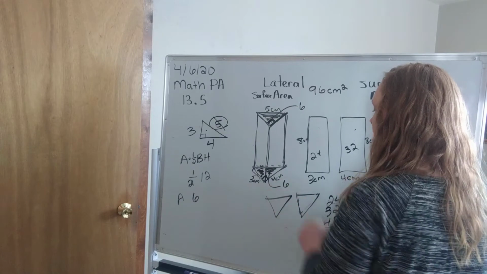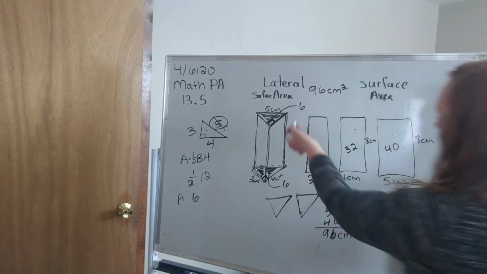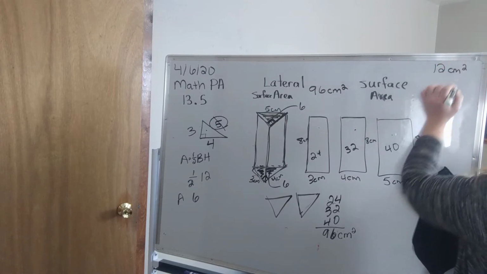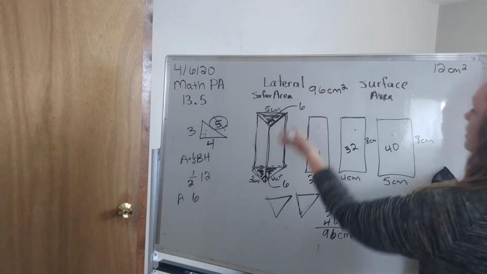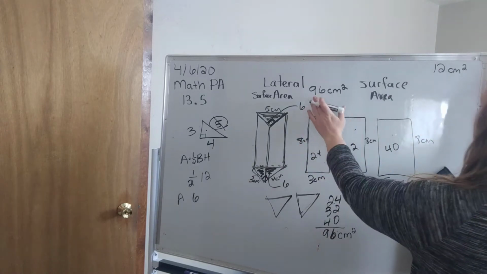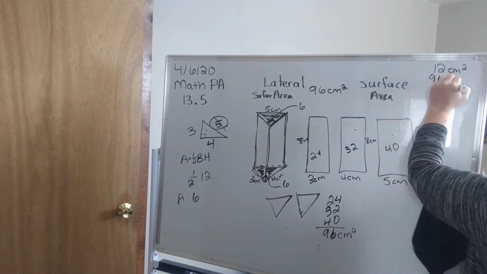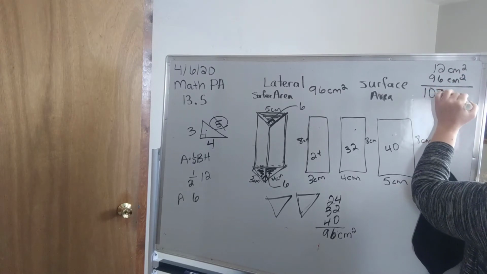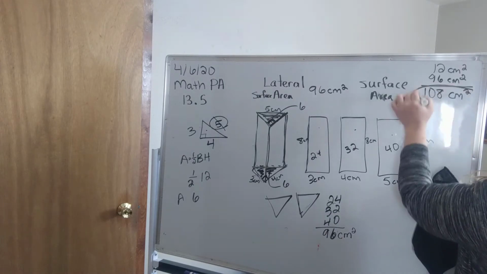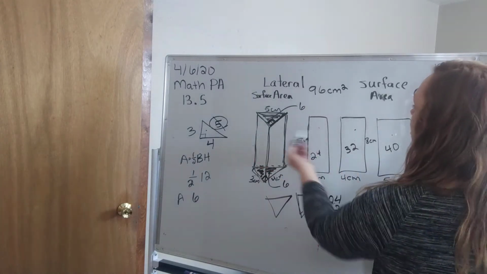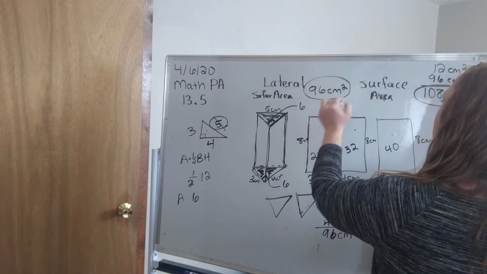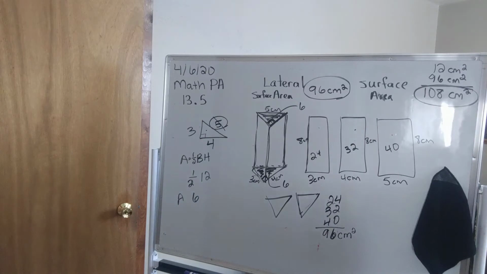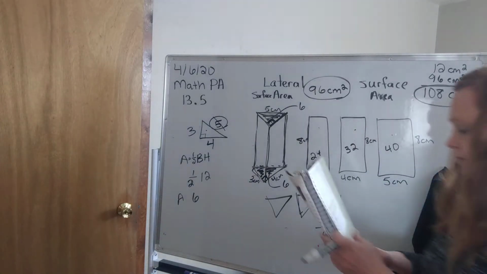So let's add those together. The area of our bases is 12 centimeters squared. But for surface area, I need the bases and the lateral area. So I'm going to go ahead and add back in that lateral area for 108 centimeters squared. And this is my surface area. So the area going around is 96 centimeters squared, our lateral, and our total surface area is 108 centimeters squared.